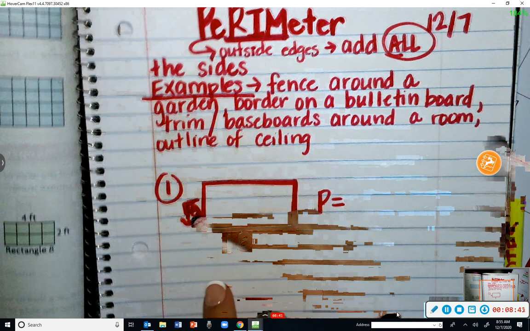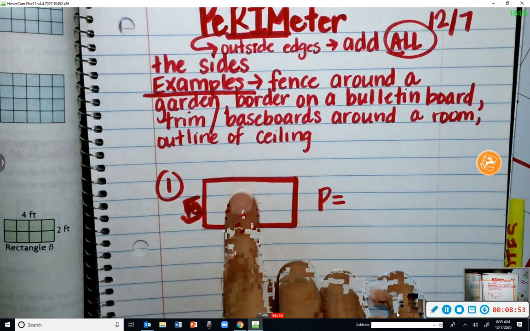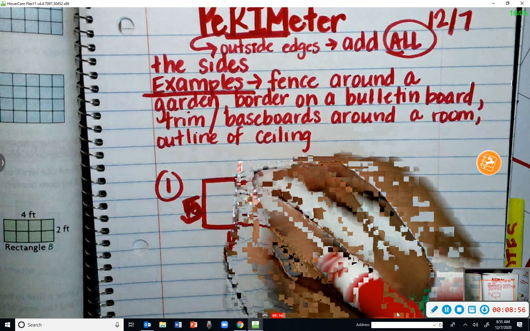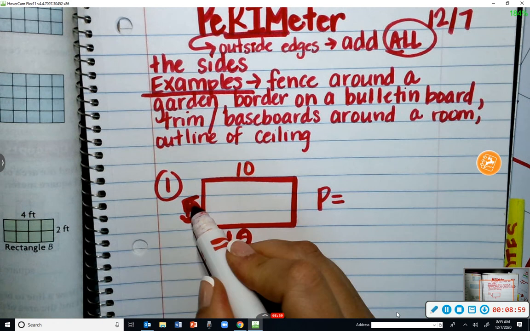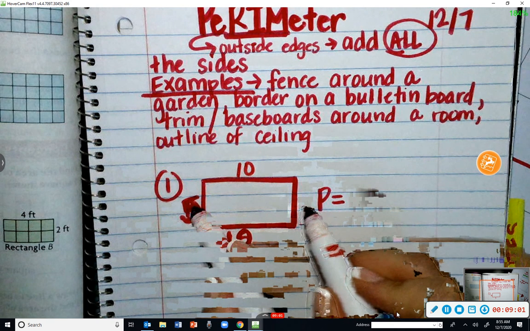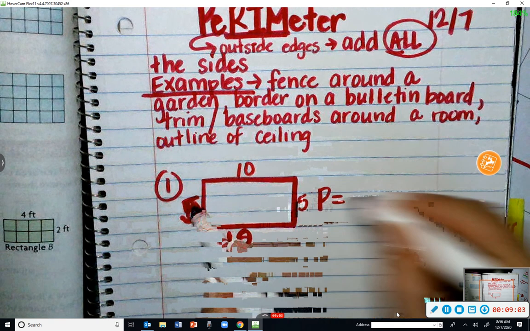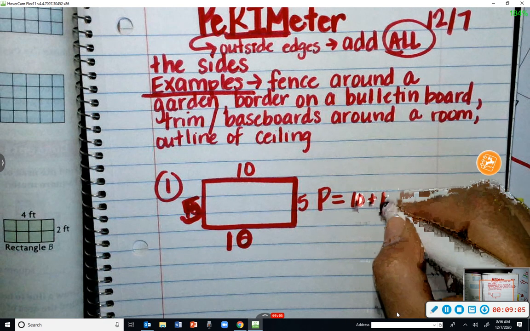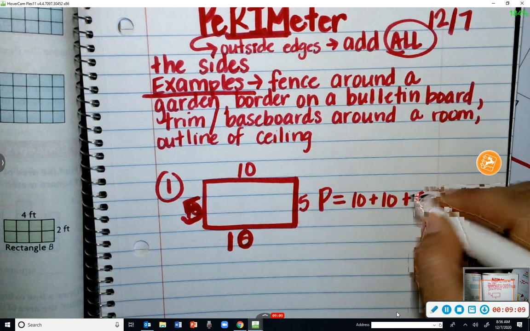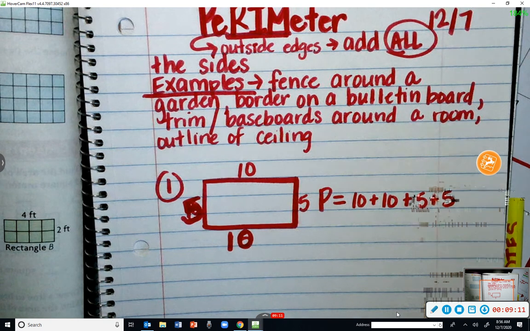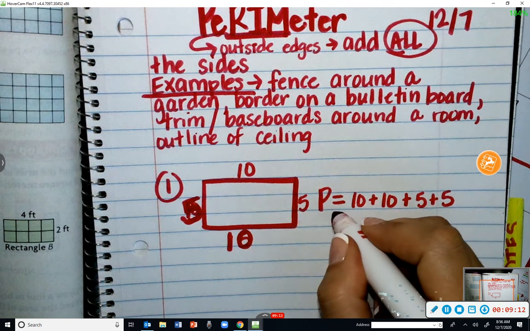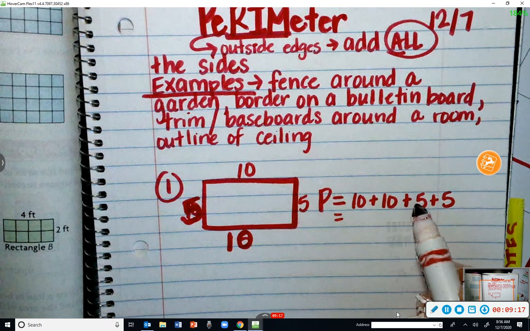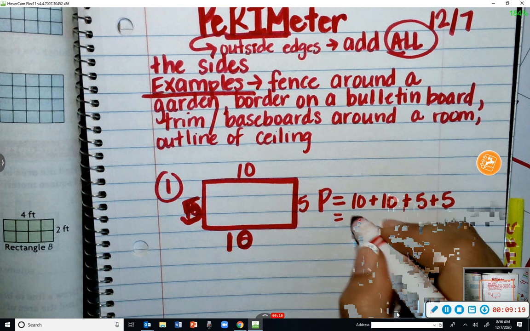Okay, so if this is 10, what does that mean about the top side? It has to be 10 also. If this is 5, then that means this is 5. So now I can add up all my sides. 10 plus 10 plus 5 plus 5. Good. 10 plus 10 is 20, 25, 30.